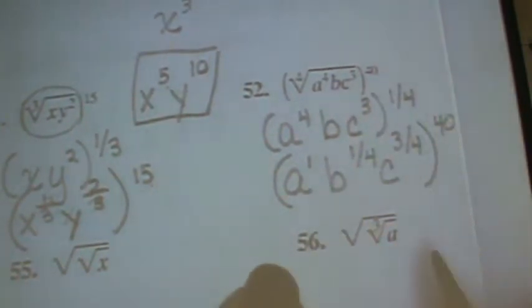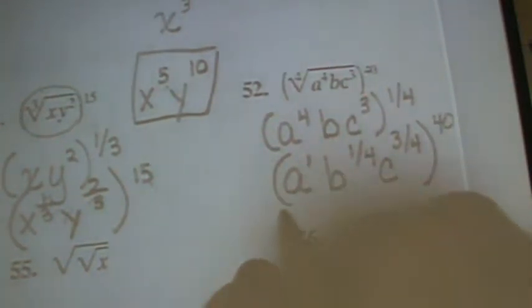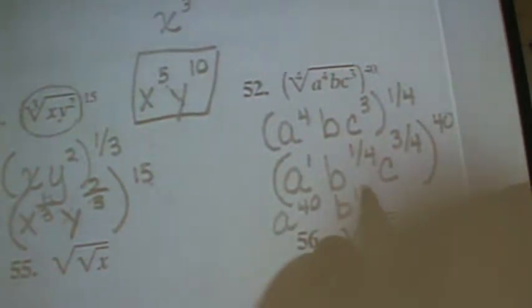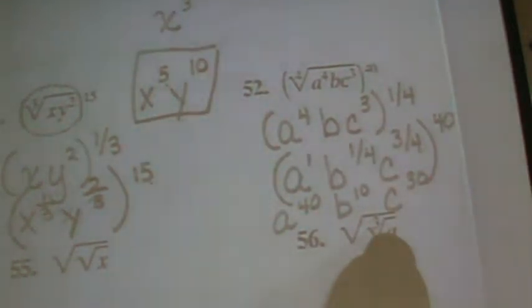That's what that is. So your answer would be 40 times 1 is 40, so a to the 40th. Now 40 times 1/4, the 4 goes into 40 10 times, so it's b to the 10th. And then the 4 goes into the 40 10 times, 10 times 3 is 30. So that's your answer.